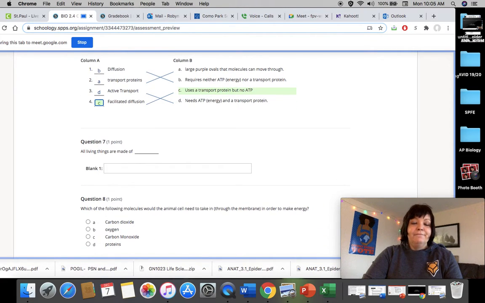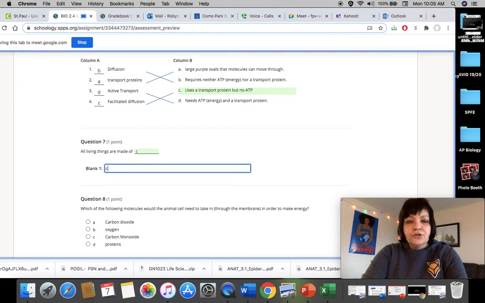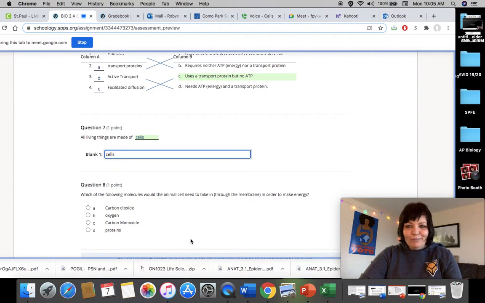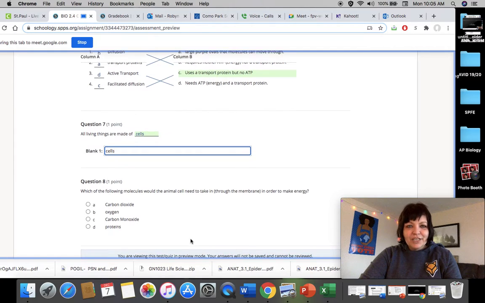Question 7. This one you have to write in a word, so you've got to get it. I put in many options, but it says all living things are made of, and what I was hoping you would get to is cells. You should be able to put in cells as long as you spell it right, and you should be able to get that one correct. Just remember, all living things are made of cells.